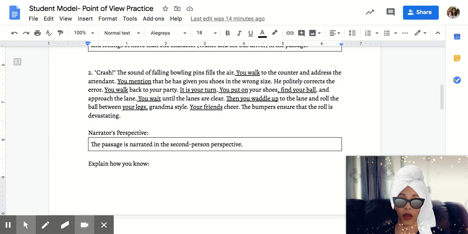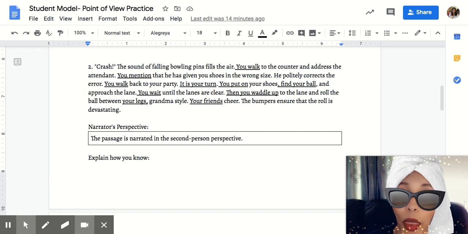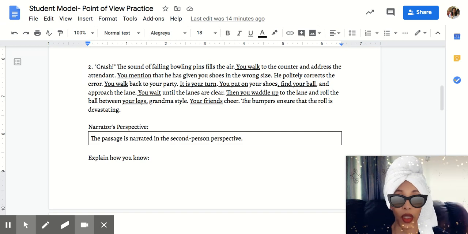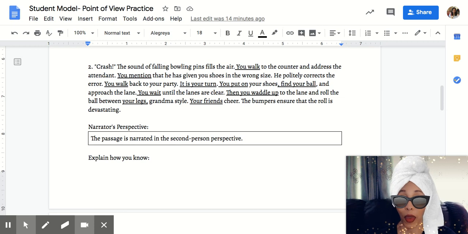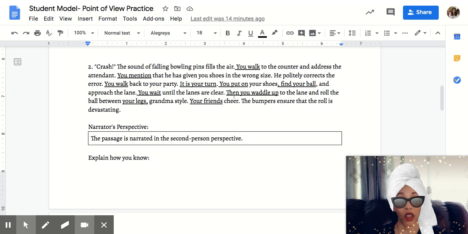Crash. The sound of falling bowling pins fills the air. You walk to the counter and address the attendant. You mention that he has given you shoes in the wrong size. He politely corrects the error. You walk back to your party. It is your turn to put on your shoes, find your ball, and approach the lane. You wait until the lanes are clear. Then you waddle up to the lane and roll the ball between your legs, grandma style. Your friends cheer. The bumpers ensure that the roll is devastating.